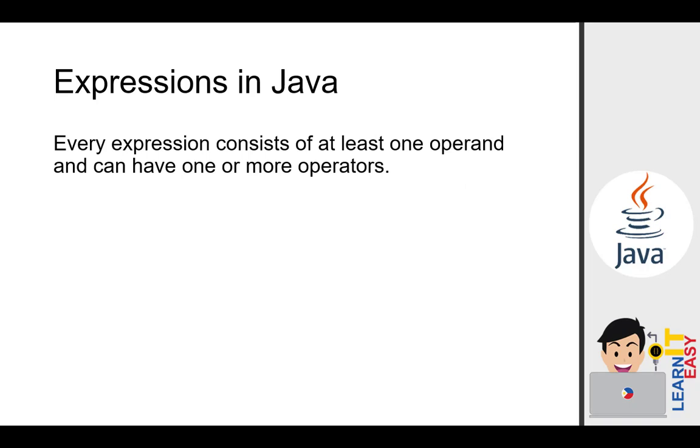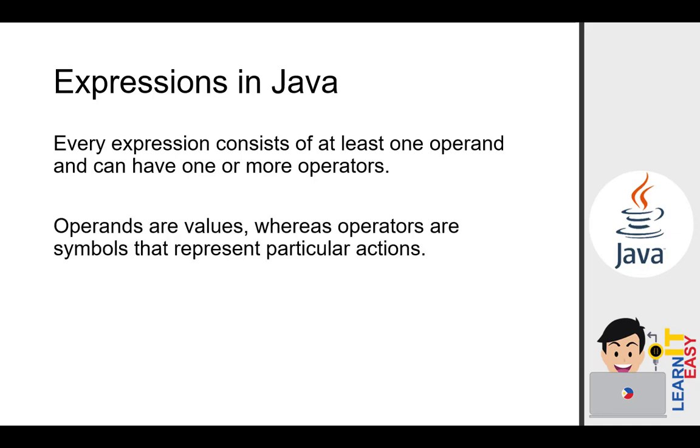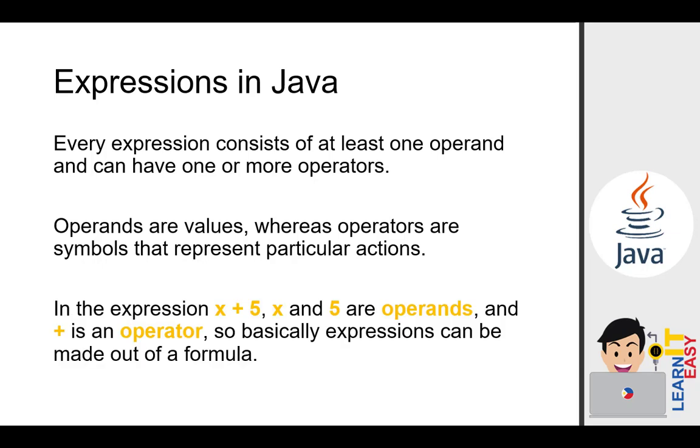Every expression consists of at least one operand and can have one or more operators. Operands are values, whereas operators are symbols that represent particular actions. In the expression x plus 5, x and 5 are operands and the addition symbol is an operator. Basically, expressions can be made out of a formula.